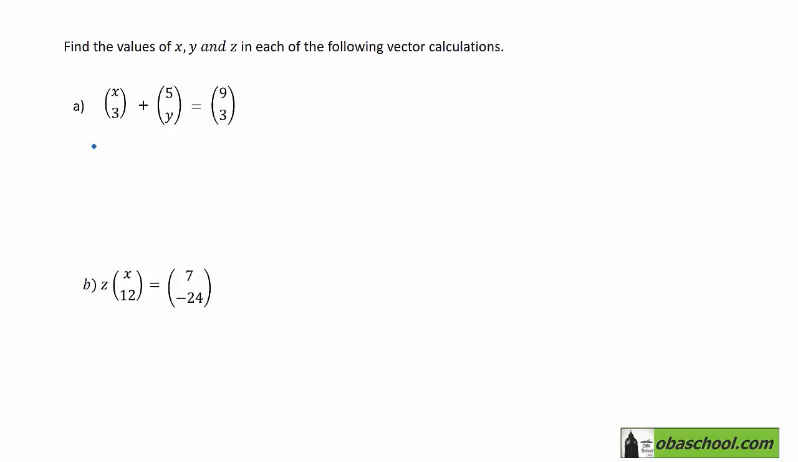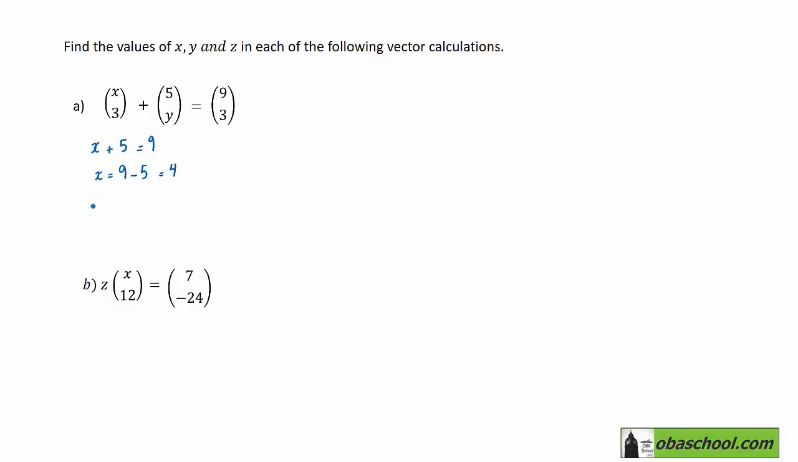Now we need to find each and every single one. We know that 9 is equal to x plus 5, so let's write the whole equation: x plus 5 equal to 9. To find the value of x, we subtract 5 from both sides of the equal sign, and so x is equal to 9 minus 5, which is equal to 4.